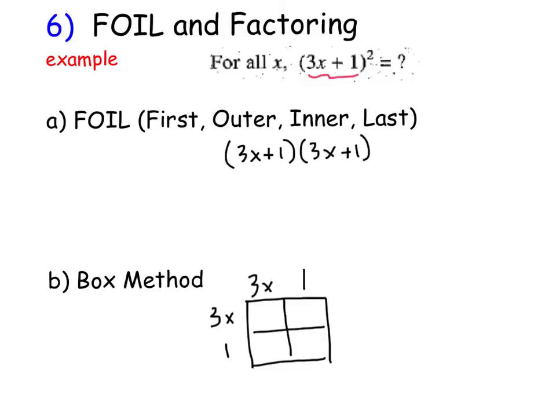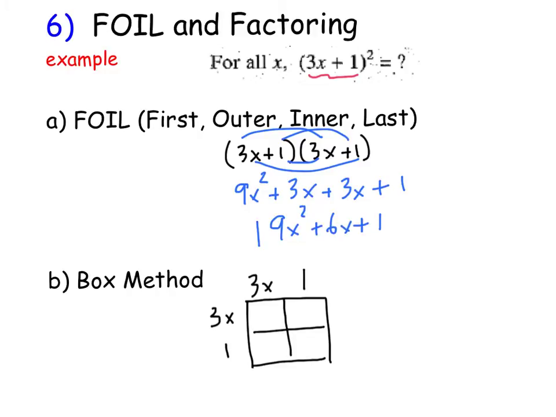There are 2 ways with which you can do this. The first one is what you call the FOIL method, where you multiply the first things. 3x times 3x is 9x squared. Then the outer, the inner, and then the last. So 1 times 1 is 1. So you put it all together, you combine your like terms, 3x and 3x is 6x, plus 1, and that would be what you get there.